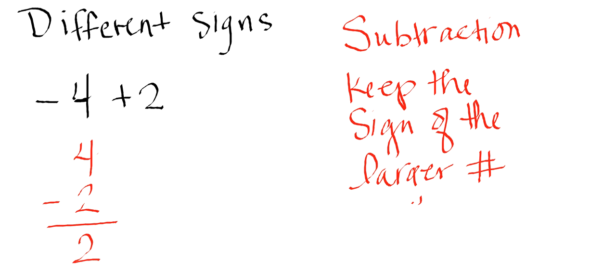Okay. So up here, I know my answer is going to be 2, but remember, I said that we have to keep the sign of the larger number. So I have to think of 4 being the larger whole number. So I'm going to keep the sign that's on the 4. And since the 4 is negative, I have a -2 right here.